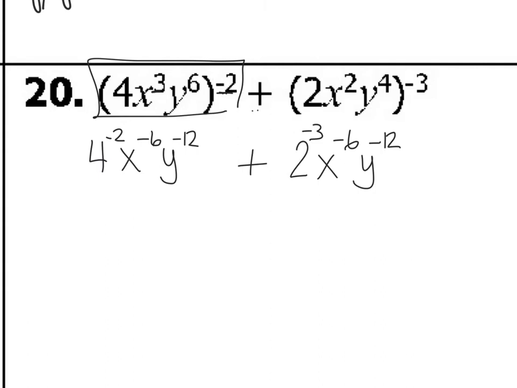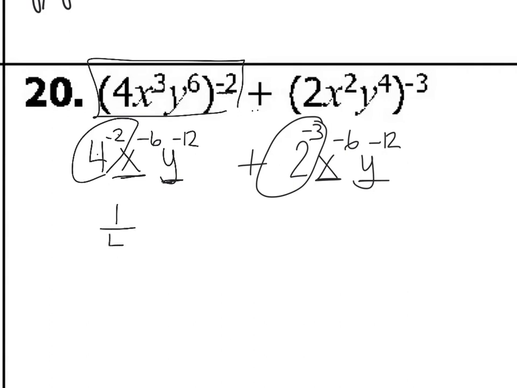Now, these are the same, aren't they? Same exponent, same variables. So we can just add the coefficients. 4 to the negative 2 is going to be 1 over 4 squared. And then 2 to the negative 3 is going to be 1 over 2 to the third power. Well, this is 1/16, and this is 1/8.